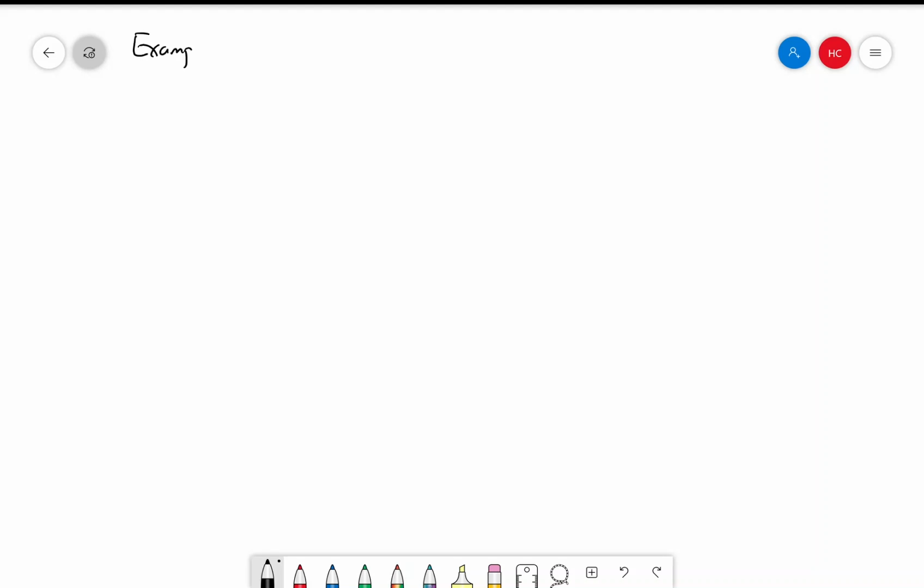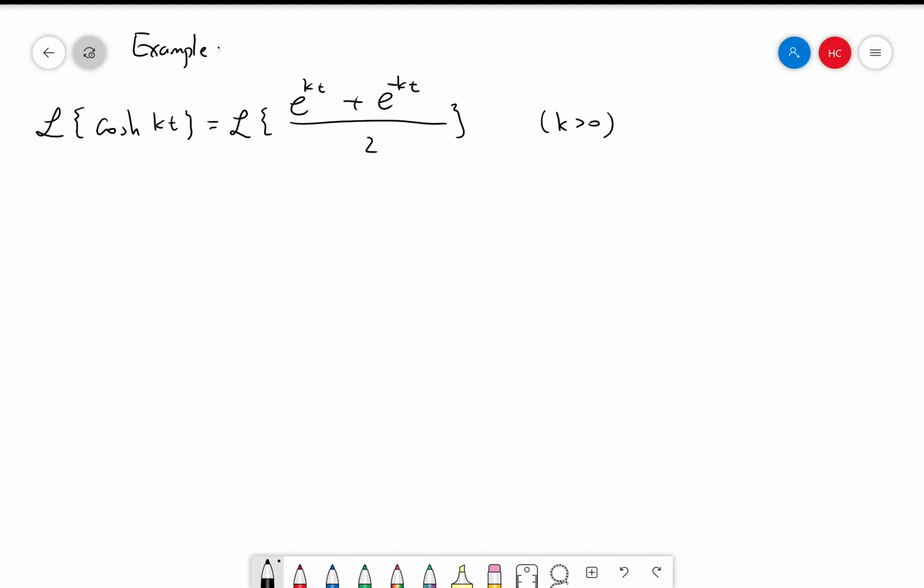So if we want to find the Laplace transform of hyperbolic cosine, well, we know the definition of hyperbolic cosine. This is equal to 1/2 times (e to the kt plus e to the negative kt). Let's assume k is positive. And because we know the Laplace transform is linear, we can split this into two Laplace transforms. So this is equal to 1/2 times the Laplace transform of e to the kt plus 1/2 times the Laplace transform of e to the negative kt.